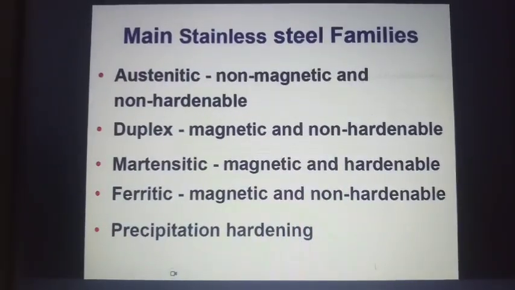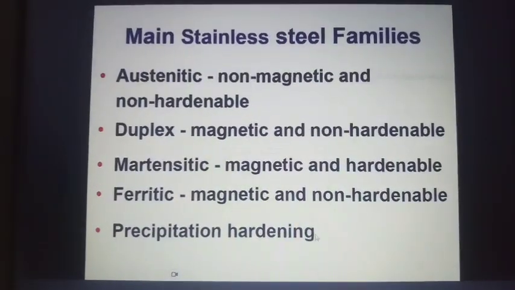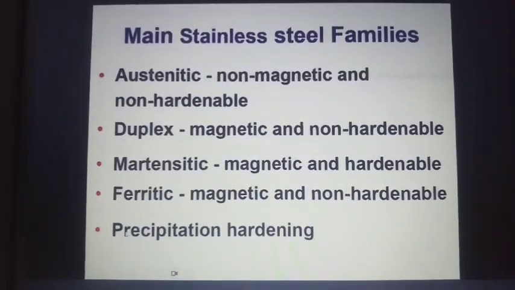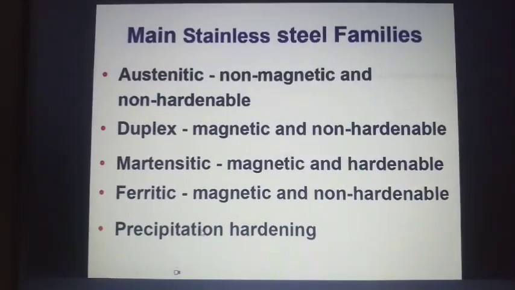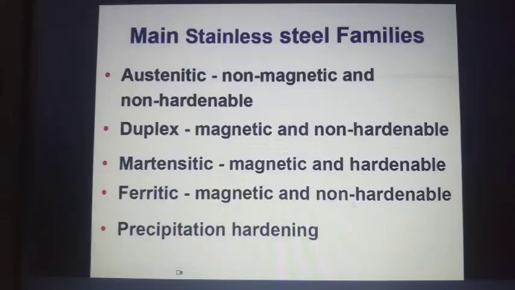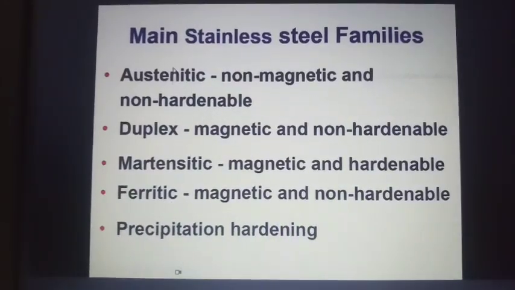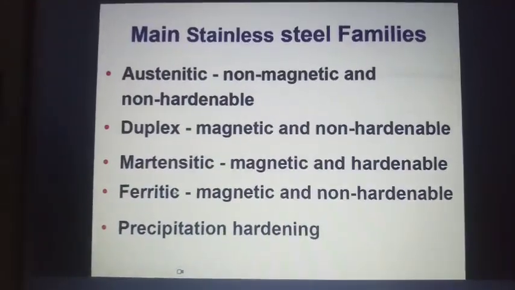One is austenitic precipitation hardening stainless steel and martensitic precipitation hardening stainless steel. We will not discuss much about the precipitation hardening because this material is not used regularly in the industry. Okay, we will talk more of these four items' weldability.